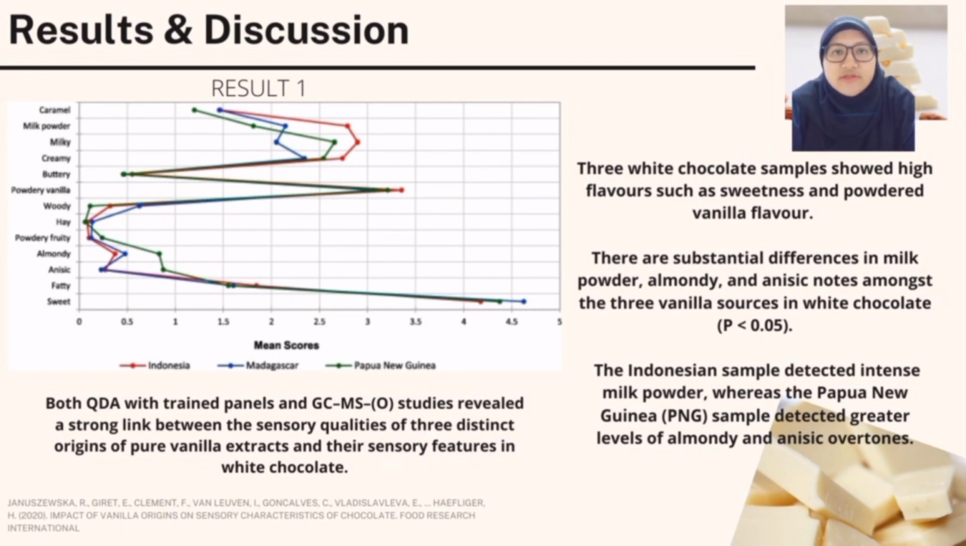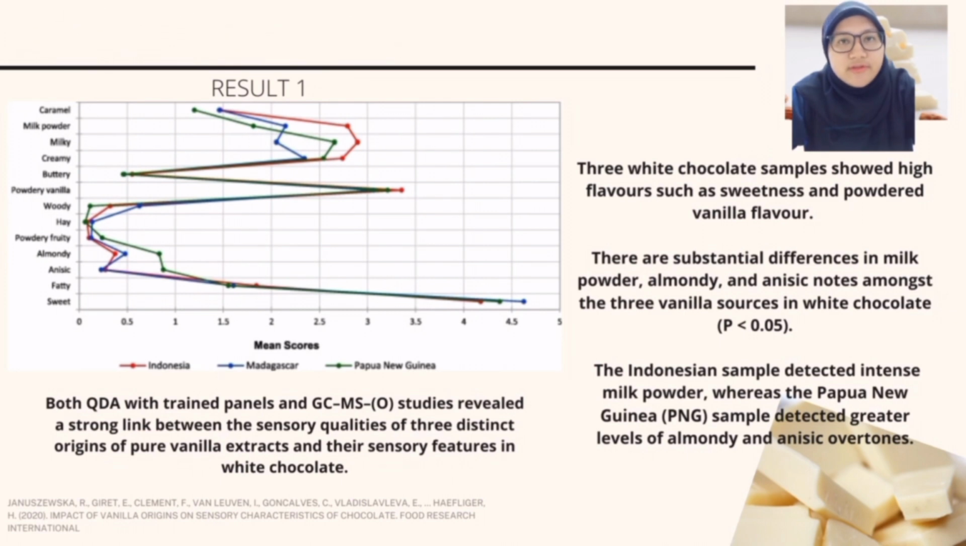However, there are substantial differences in milk powder, almond and aniseed notes amongst the 3 vanilla sources in white chocolate, P less than 0.05. The Indonesian sample detected intense milk powder, whereas the PNG (Papua New Guinea) sample detected greater levels of almond and aniseed overtones. Thus, both QDA with trained panels and GCMSO studies reveal a strong link between the sensory qualities of 3 distinct origins of pure vanilla extracts and their sensory features in white chocolate.